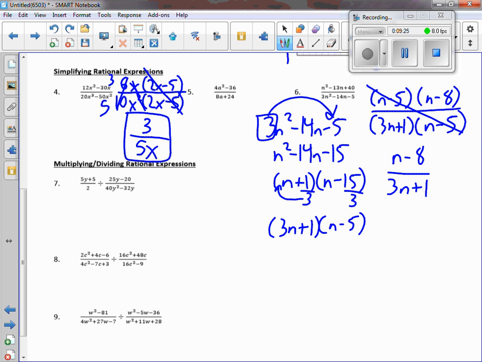Now some of you may be tempted to try to reduce this further and cross out the n's. That does not work. If you see terms attached to a plus or a minus sign, like that n and 8 are attached to the minus, the 3 and the 1 are attached to the plus, if it's attached to a plus or minus sign, it does not reduce unless it's an exact match, like these n minus 5s. N minus 5 and n minus 5 is an exact match. That means that is our final answer.